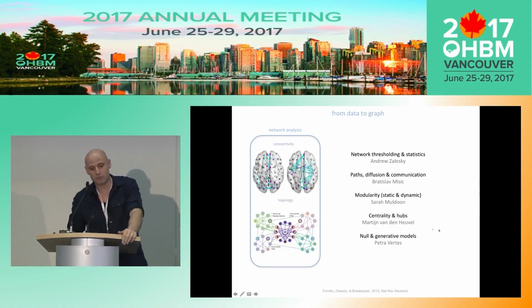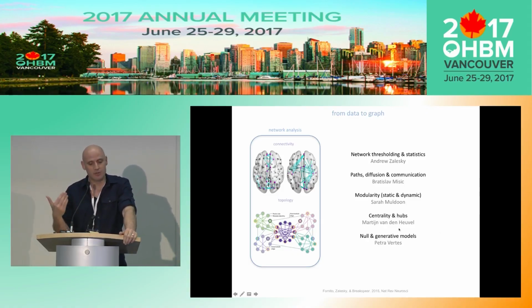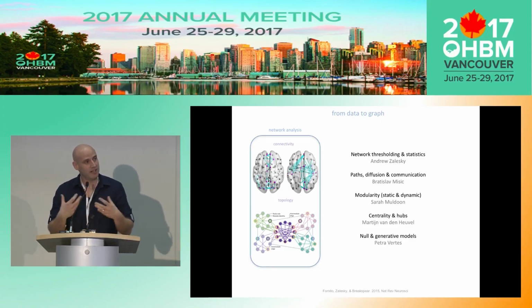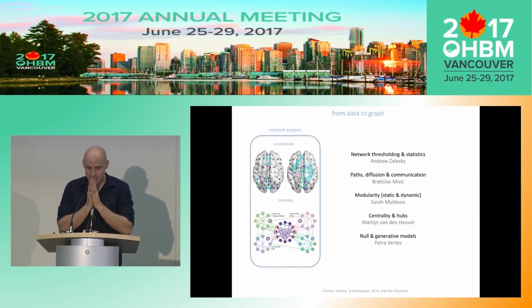Andrew Zaleski will talk about how we go about thresholding networks and then the statistics that we can perform on networks. Bratislav Misic will talk a bit more about path length, diffusion models, and other measures of communication processes in networks. Sarah Muldoon is going to talk in more detail about modularity, how we go about understanding modules in networks from both a static and dynamic perspective. And Martin Vandenheuvel will talk about hubs, how we identify them, different ways of identifying which nodes might be particularly influential in brain network function.